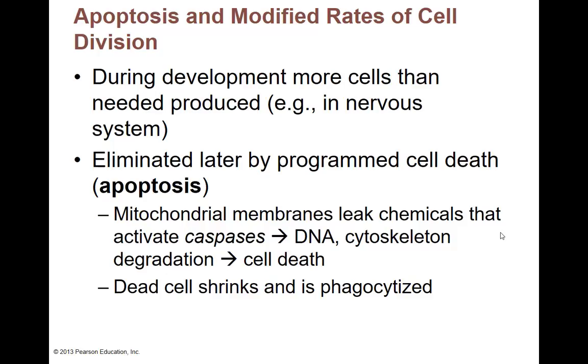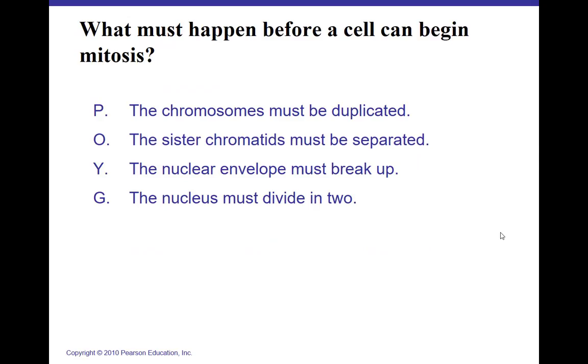Now, some reviews. So pull out your colored note cards if they're not out already. The first question: what must happen before a cell can begin mitosis? Pink, orange, yellow, or green? There are things that happen during mitosis, but before mitosis.